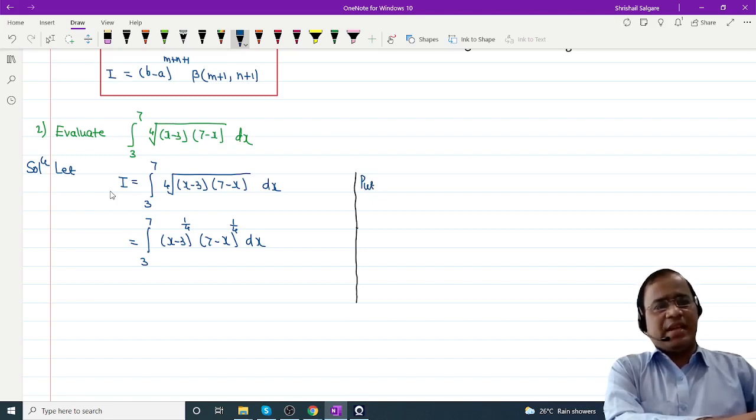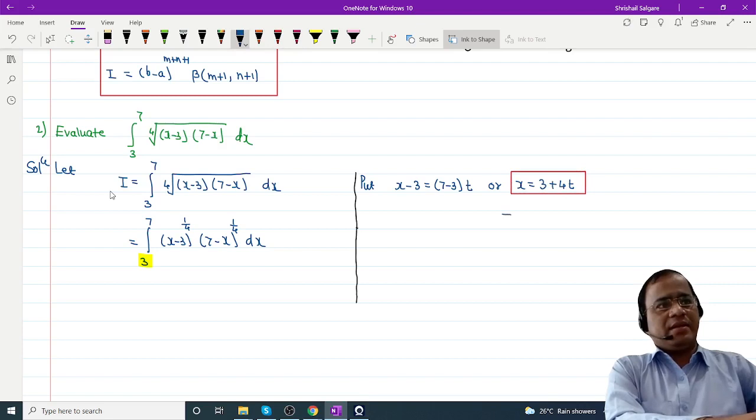X minus a, what is the value of a? I am highlighting. X minus 3 equals 3. X minus 3 is equal to b minus a, that b minus a is 7 minus 3 into t, or x is equal to this minus 3 I will write to the right side, that becomes plus, and 7 minus 3 is 4. So that's why you are getting that substitution as x is equal to 3 plus 4t.